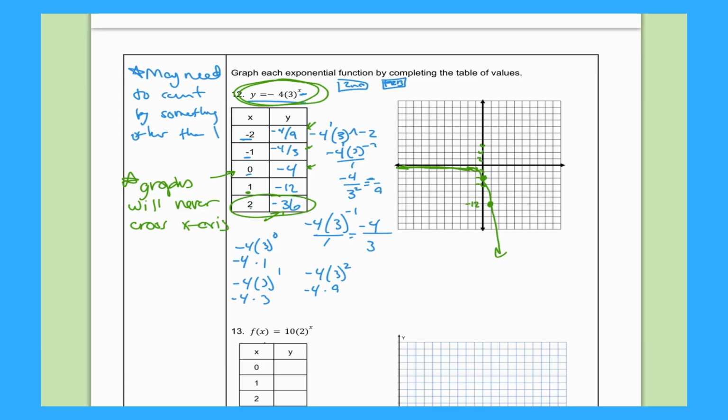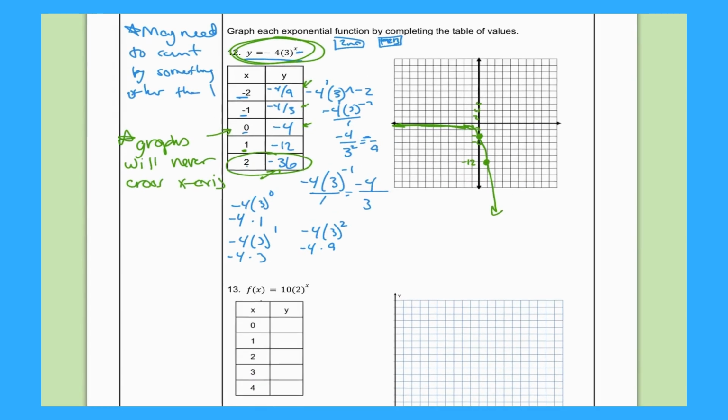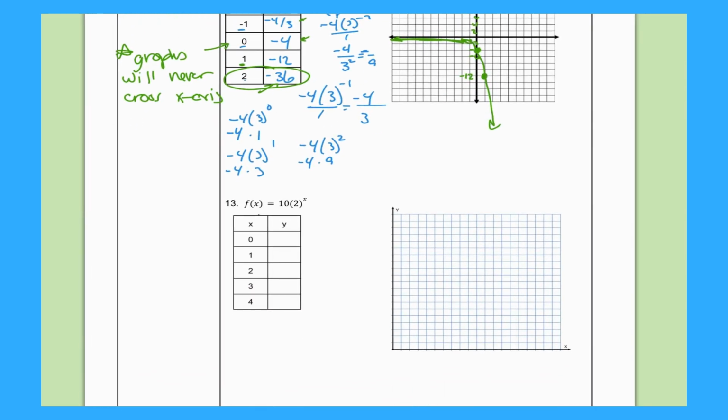And then all exponential graphs are going to have this curve. So it's going to start out changing slowly and then change real fast. Or it might change real fast and then slow down. All right. And then let's do the same thing again for this one.